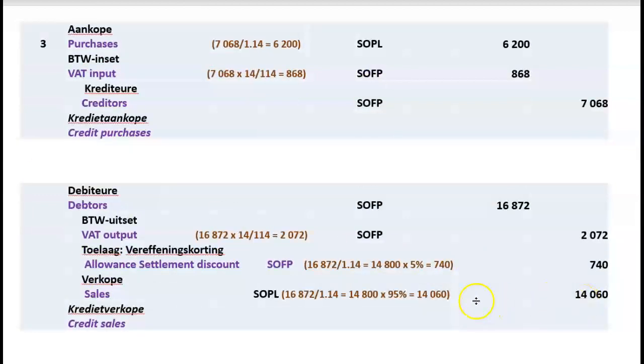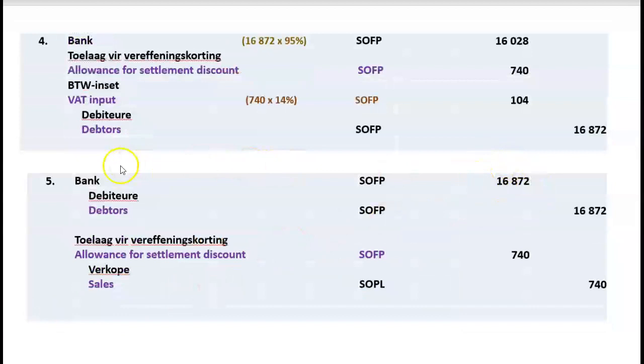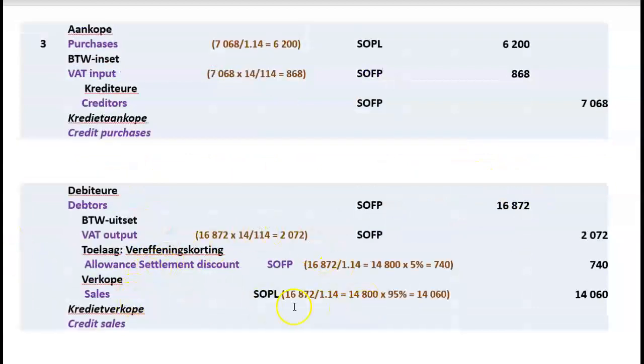Initially, we only took 95% of the VAT exclusive amount to our sales account when we recorded the sales transaction. But if this guy paid us 100% of the invoice value, what should we have taken to our sales account? 100% of the VAT exclusive invoice value, not only 95%. So therefore, we're going to debit that account with 740 Rand, and we're going to credit sales with 740 Rand.